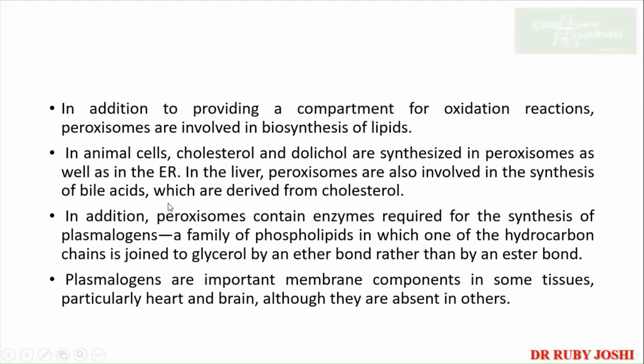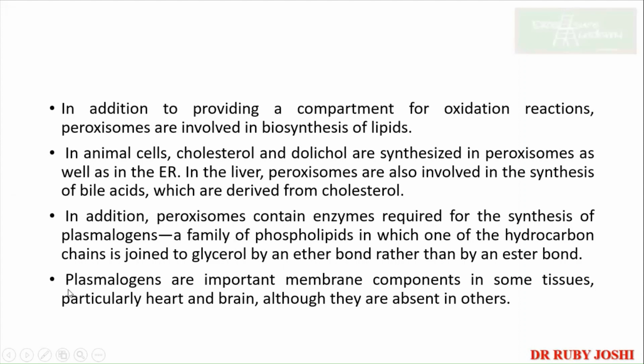They are meant for the synthesis of plasmalogens, which are a family of phospholipids in which the hydrocarbon chain is joined to glycerol by an ether bond rather than an ester bond. Now, plasmalogens are really very, very important. It is a part of the heart and brain, and it is absent in others. So especially in the heart and brain it is present. It gives strength to the cell. It provides strength, plasmalogens.